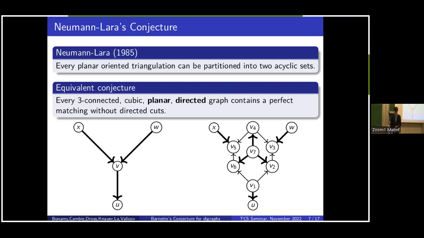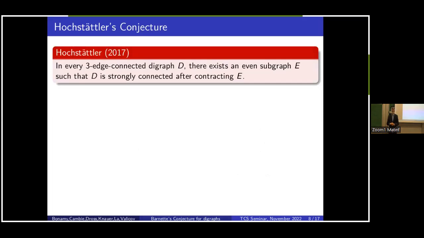And I want to talk about one last conjecture, this one by Hochstättler in 2017. And this is something we've already discussed, right? So you have some 3-edge-connected digraphs, and we're interested in contraction of even subgraphs such that the resulting graph is strongly connected. We've already discussed this. Oh, yes, of course. You must have noticed that it is in red, so this should mean that this conjecture is once again false.